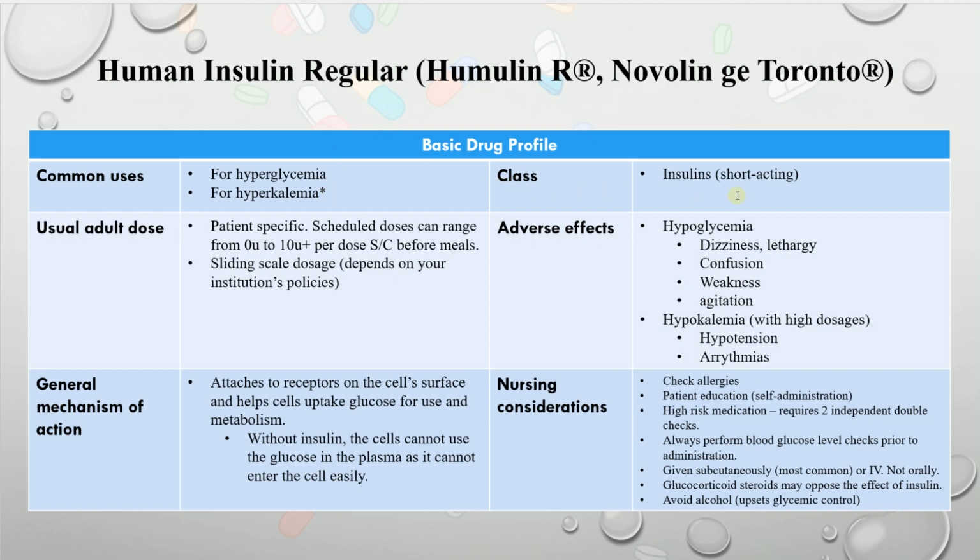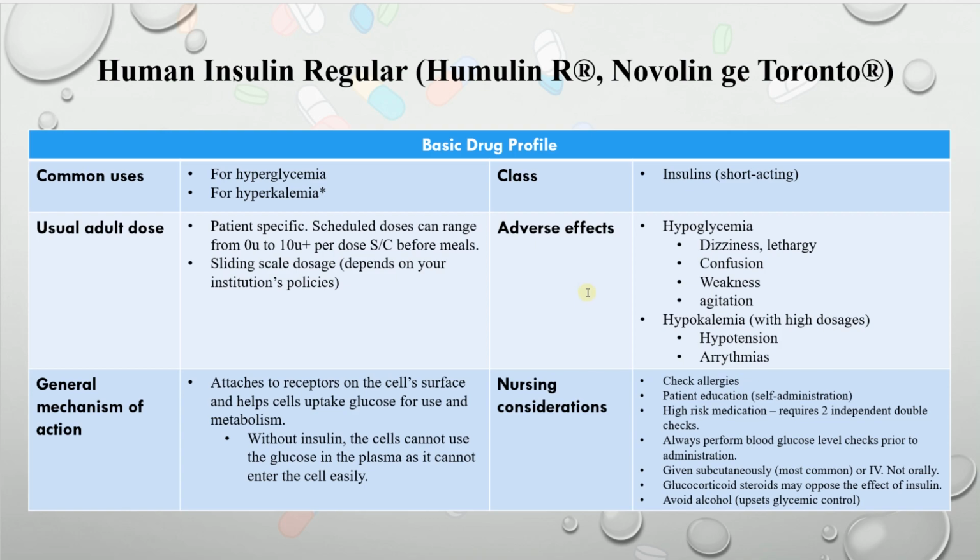Okay, so this belongs to the class of the insulins. It's a short-acting insulin. The usual dose is very patient-specific. Doses can range anywhere from 0.5 or even 1 unit up to 10 plus units per dose, given subcutaneously before meals. Now, this is a scheduled insulin dose. A lot of places add on what we call a sliding scale on top of the scheduled insulin. Now, the sliding scale, you can look at as a correction factor, an additional insulin needed on top of what's already scheduled should the patient meet certain blood glucose levels, if they're too high, for instance, okay?